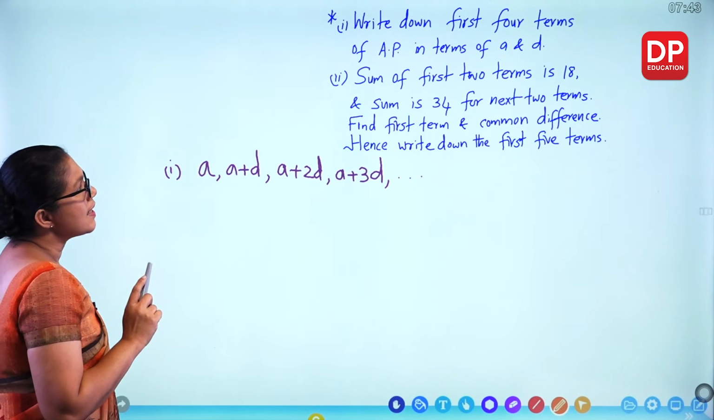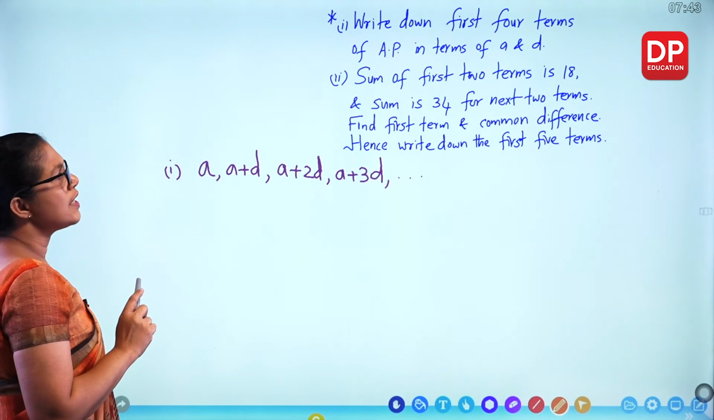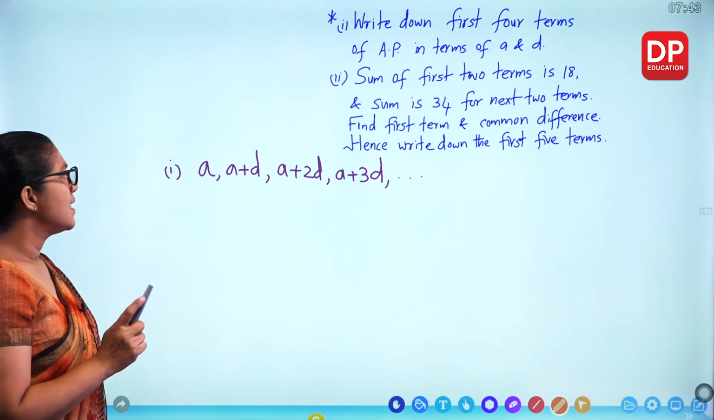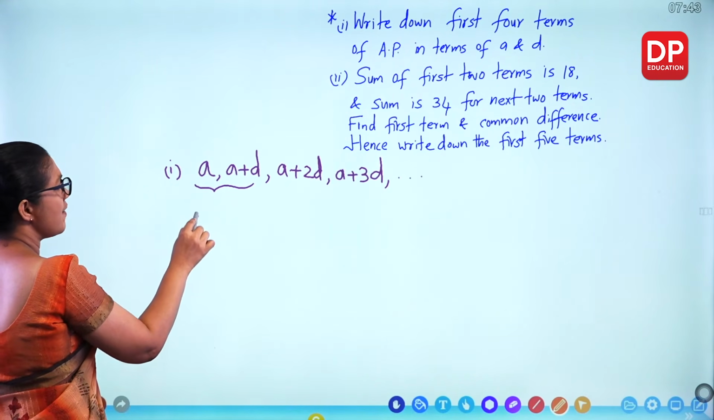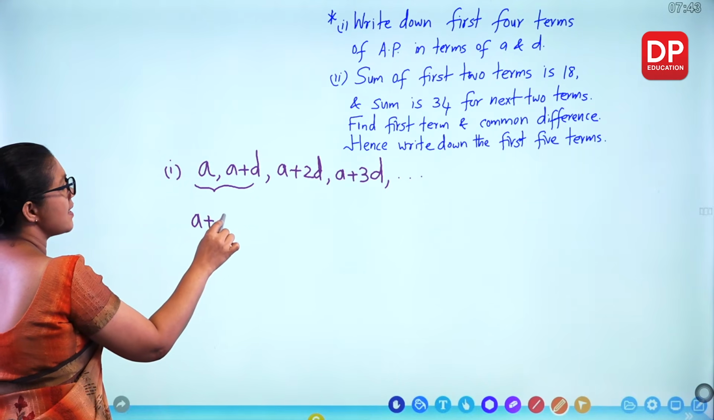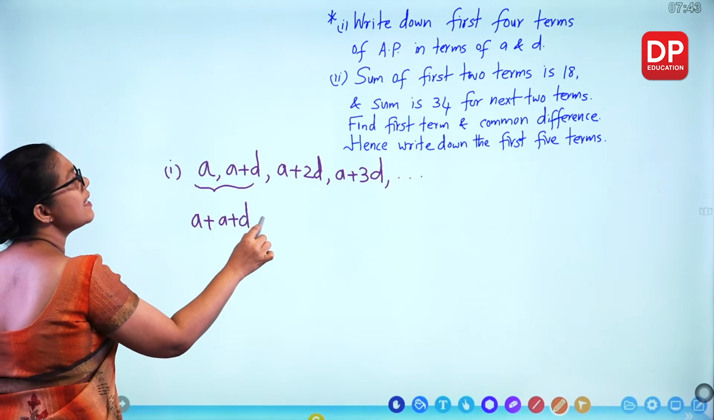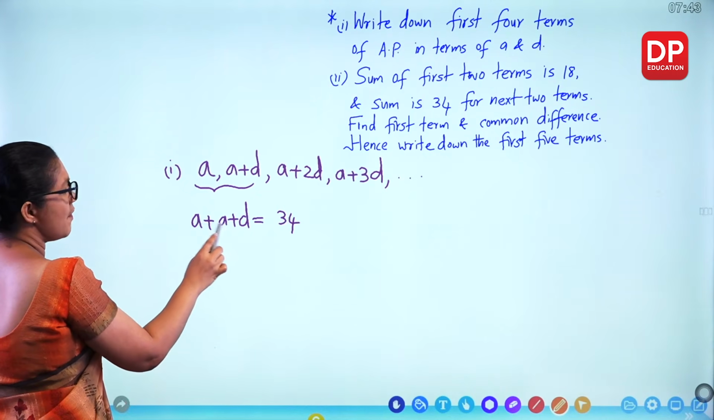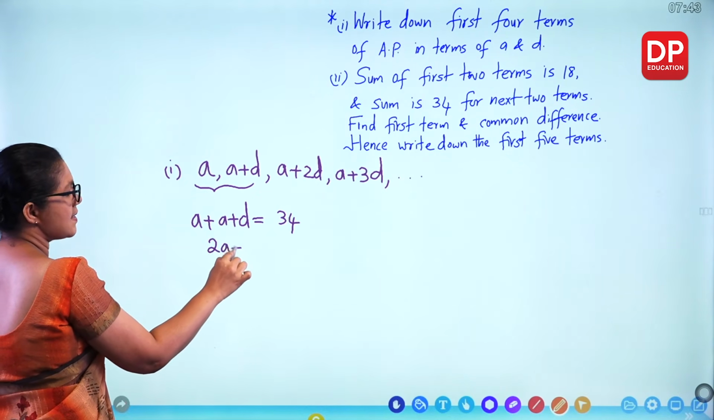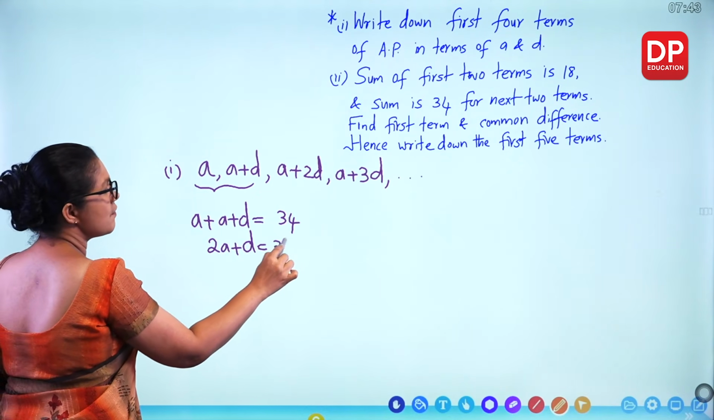Now what is the second part? Sum of first 2 terms is 18. Sum of first 2 means these 2. So I can write a formula. A plus A plus D is 18. So when you simplify, you get 2A plus D equals 18.